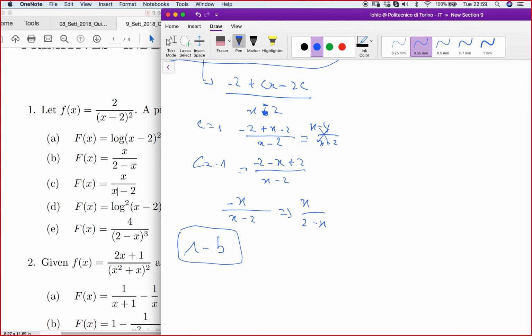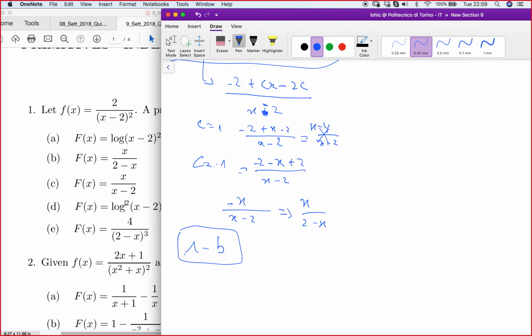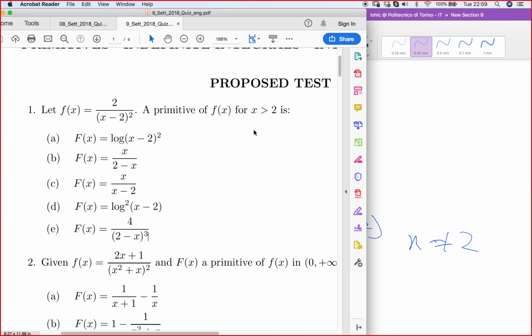What is the basic structure of the problem? They ask us about the primitive for x greater than 2. But this primitive that we get, should we care about this condition? You saw that this primitive is for all x different than 2, because x cannot be 2, right? So if somebody asks me the primitive for x greater than 2, and I find a primitive for all x different than 2, it is also a primitive for all x greater than 2. Is that clear? Nice.